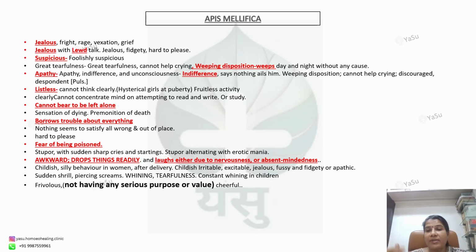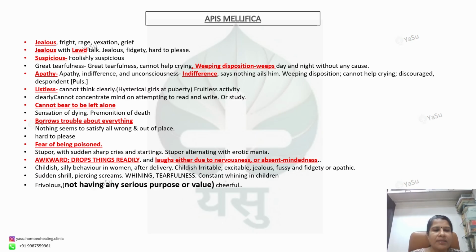So these are the levels at which the nervous system is affected and Apis is indicated. Cannot bear to be left alone, sensation of dying, premonition of death, borrows trouble about everything, nothing seems to satisfy, all wrong and out of place. So this will be the feeling of the patient, and he thinks that everything is wrong and everything is out of place. He's not happy with anything, and no matter what anybody does to please him or her, he's not agreeing to it.